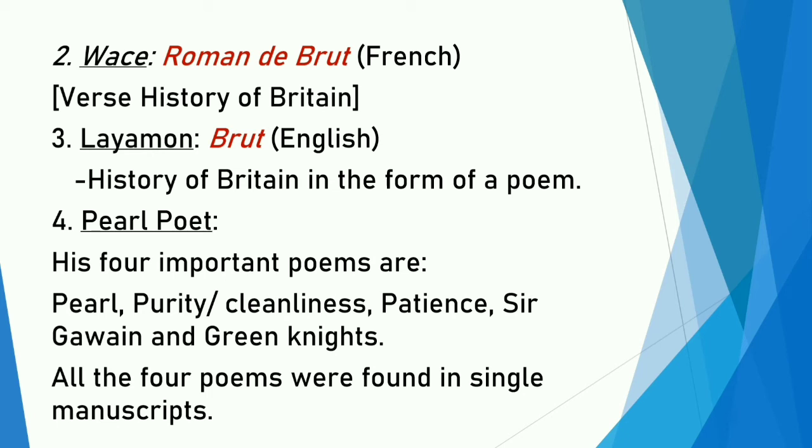The fourth poet was known as the Pearl poet. Basically, the name of the poet is not known. He wrote a poem named Pearl. From that, he is called Pearl poet. His four important poems are Pearl, Purity or Cleanness, Patience, and Sir Gawain and the Green Knight. All the four poems were found in a single manuscript.